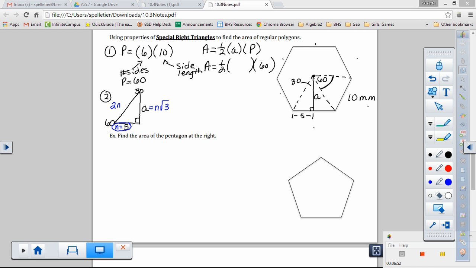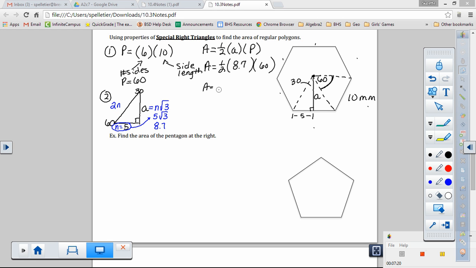N is 5, so I can plug it in, and my apothem is 5 square roots of 3. Again, I would encourage you to change that to a decimal just for now and make this a little bit easier. So square root of 3 times 5 is approximately 8.7. Okay? Usually to the nearest tenth. So there's my apothem, so I can plug that in to my formula, 8.7. And now I have everything I need.